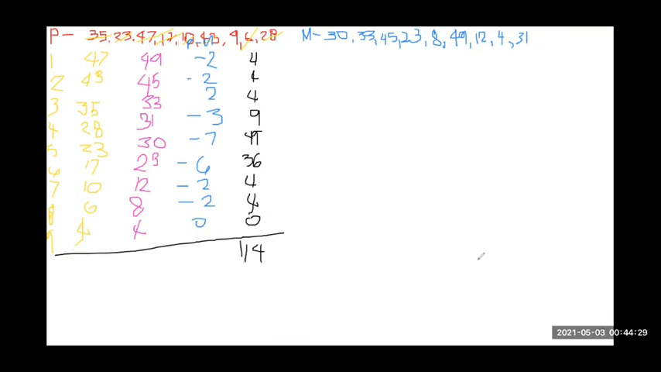Now, our formula is r sub s, because this is the same as Pearson. It is 1 minus 6 times the summation of d squared, over n times n squared minus 1.